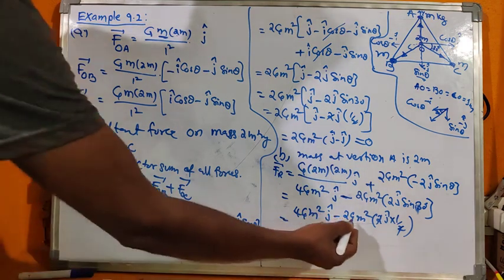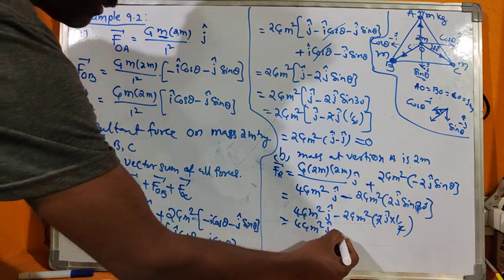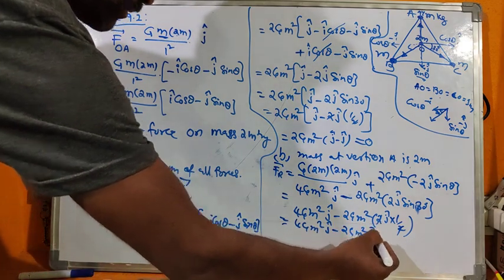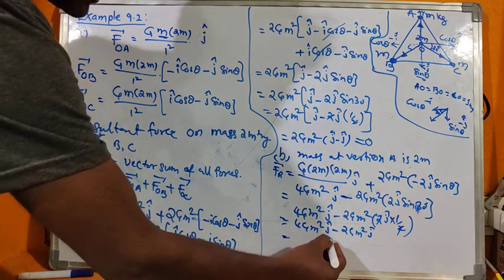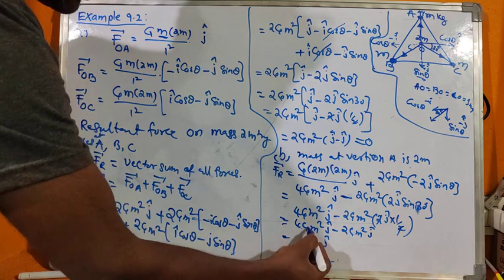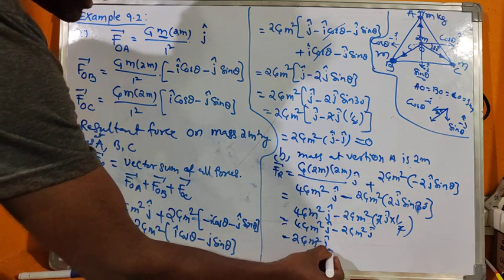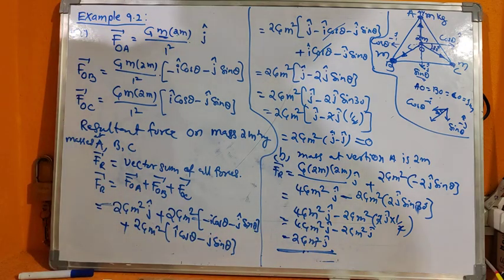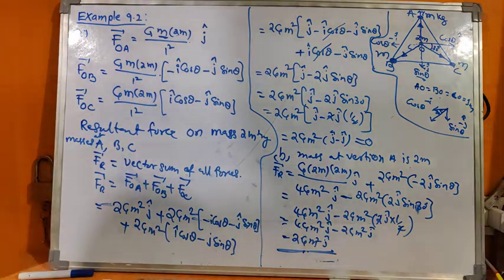So here we have 4G m square j cap minus 2G m square j cap. Taking j cap common, 4G minus 2G is equal to 2G m square. This is the force on mass 2m, which is at the centroid, when the mass is doubled at vertex A.